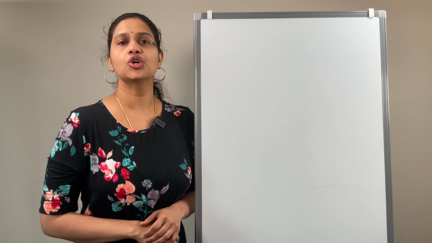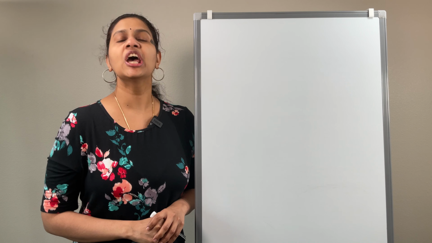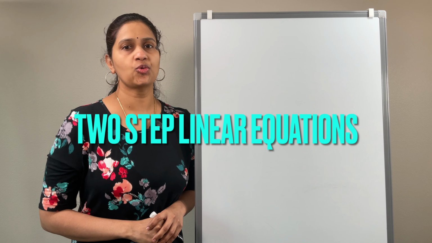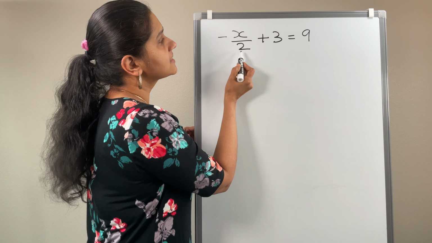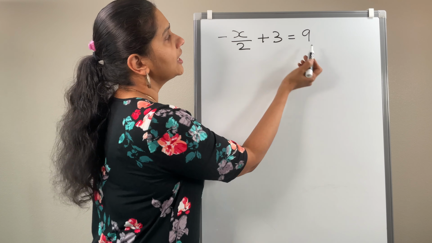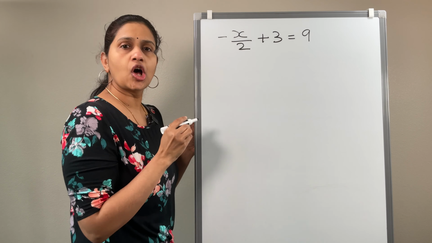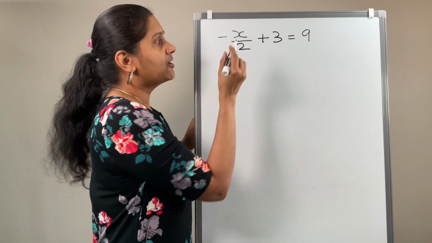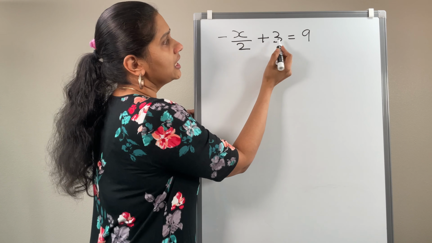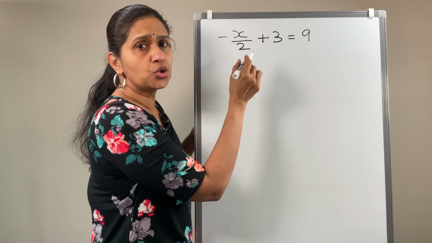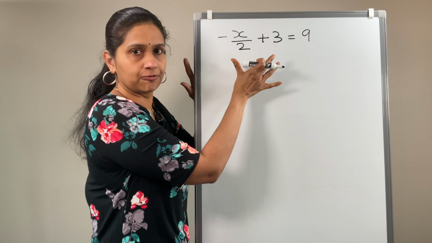In today's video, we are going to discuss two-step linear equations. Consider the example minus x by 2 plus 3 equal to 9. To solve this linear equation, first we need to isolate the variable x. For that, let us first avoid positive 3 from the left side of the equation.